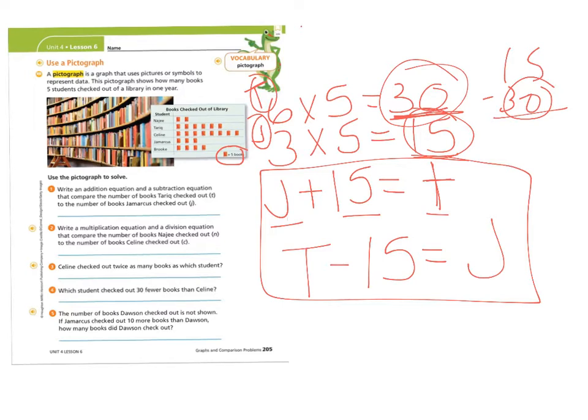Okay, I'm gonna erase some of this so I have room to write number 2 down here.